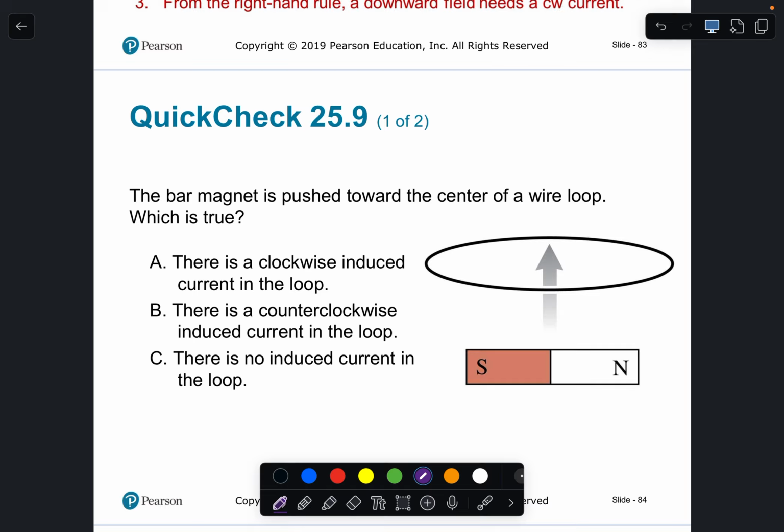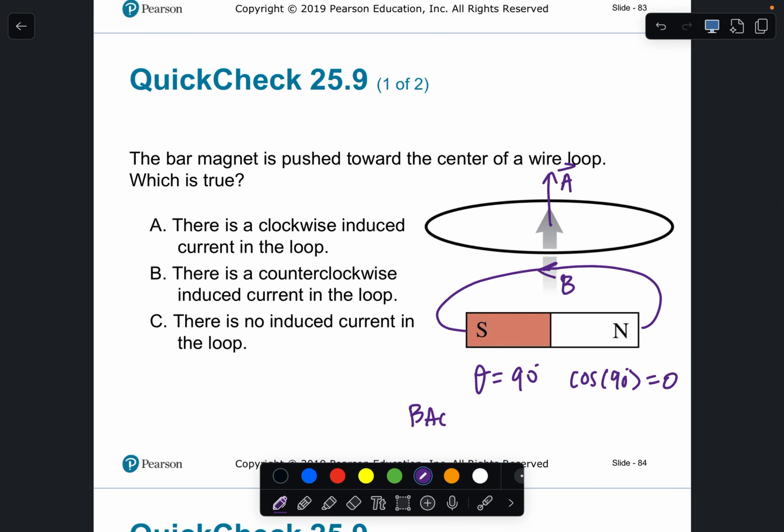Okay, what about this? Let's draw the field lines. When you're right here, the field lines are pointing horizontal to A, right? A vector is this way, B vector is this way, angle between them is 90, which makes cosine 0. So as you bring it closer and closer, is the B field changing in the loop? No, is the flux changing? No, because you are going to have 0 flux the whole time you're bringing that magnet up. So there is no flux change.